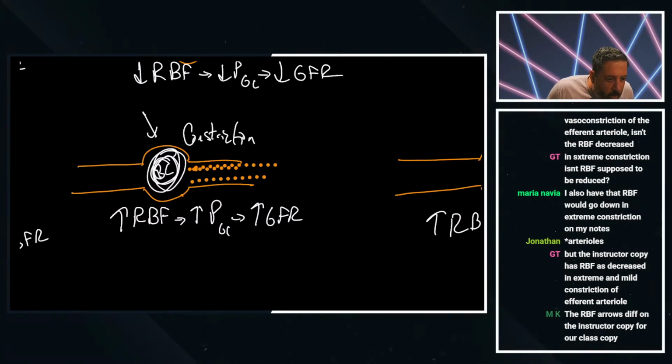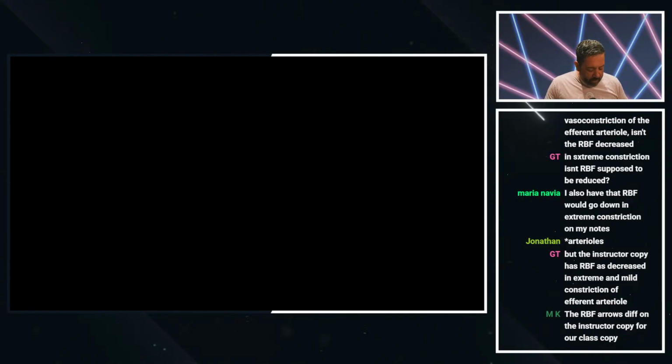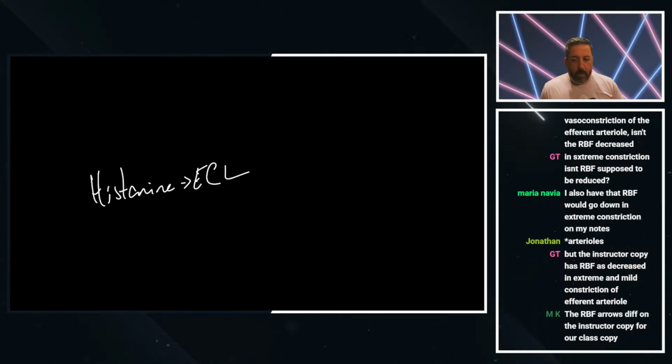Okay, so next question is histamine. Histamine is released in the GI tract ECL cells. Let me just verify. I'm pretty sure it's ECLs.